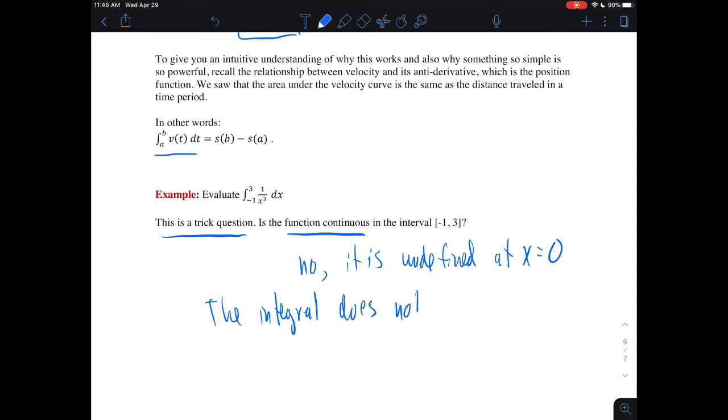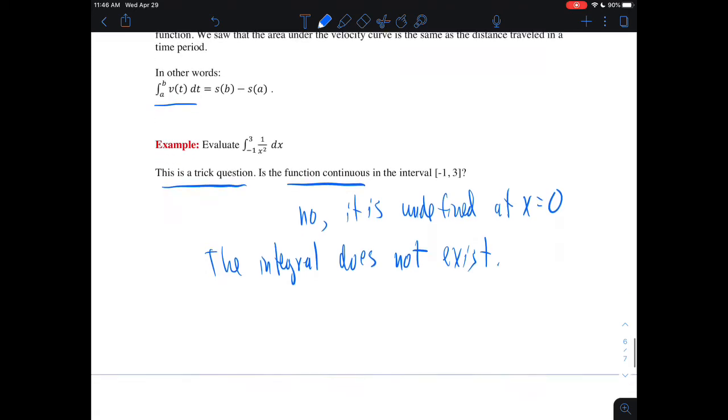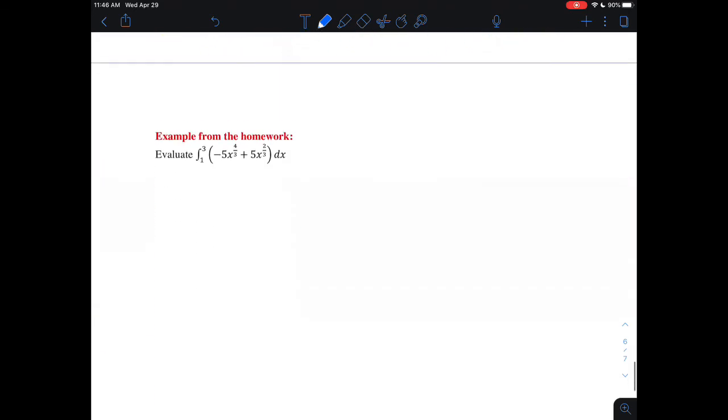And I pointed out that you probably won't see too many questions about integrals that don't exist, mainly because if it doesn't exist, then there's really no sense in talking about it. So this is just kind of a trick question, just to make sure that we understand that we do have to be concerned about continuous functions. So now let's move on to an example that is not a trick question.